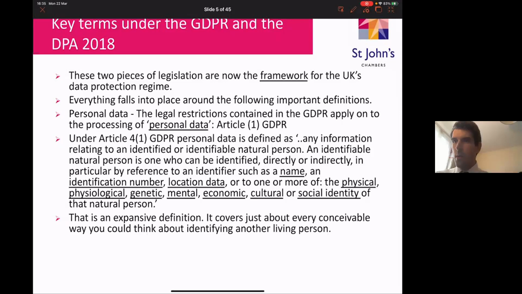the GDPR, and Article 4.1 defines personal data as any information relating to an identified or identifiable natural person, and that natural person can be identified directly or indirectly by name, ID number, location data, or one or more of physical, physiological, genetic, mental, economic, cultural or social identity of that natural person. So you'll see that that's a very expansive definition of what personal data is. And I think it covers just about every conceivable way you could think about any other living person in terms of their identification.